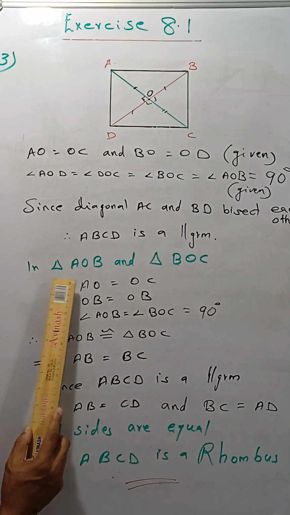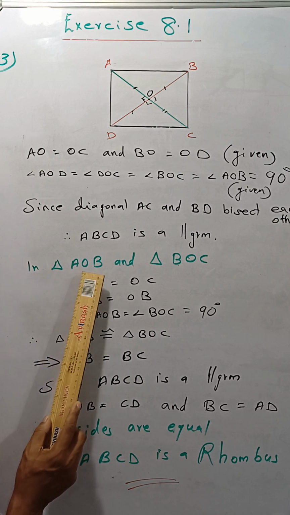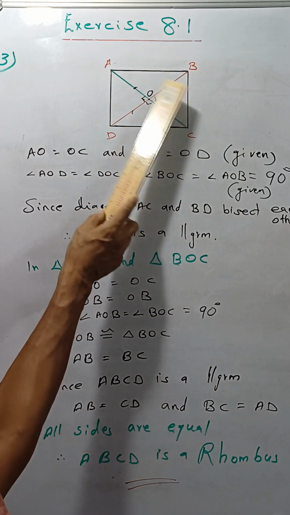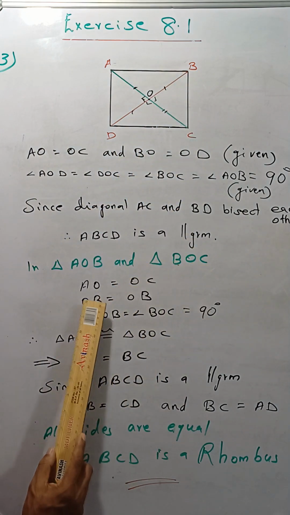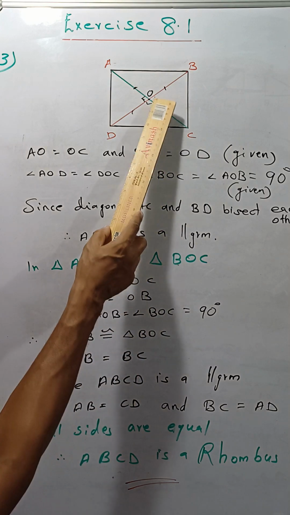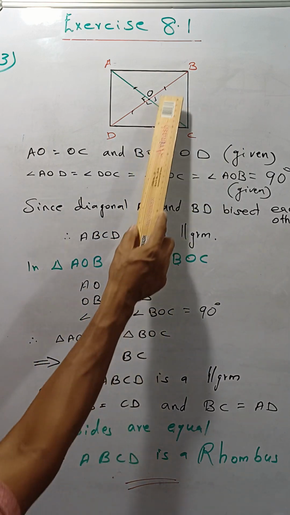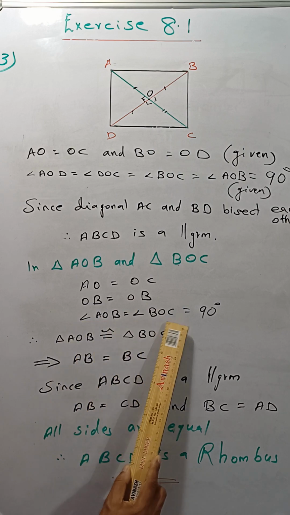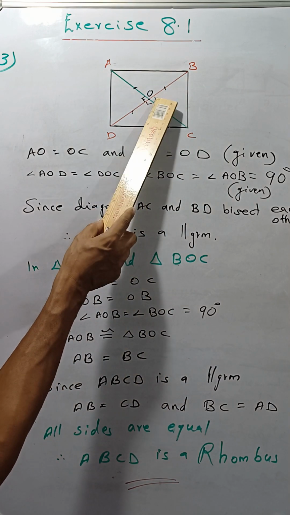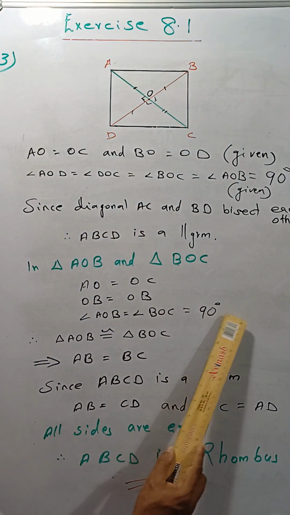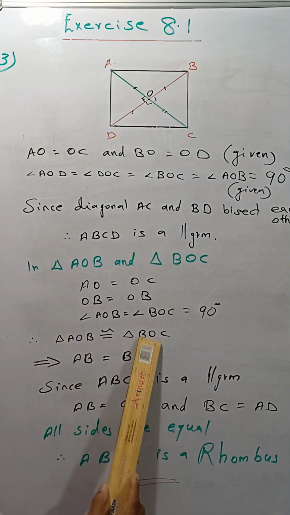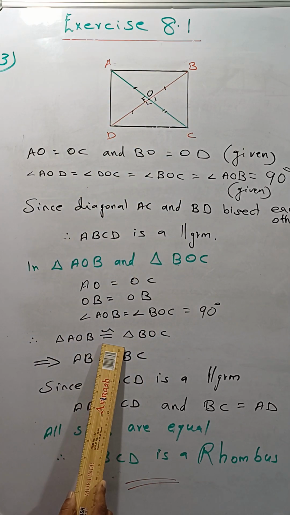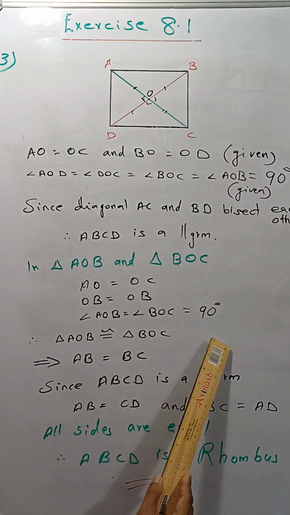Then we are taking these two triangles, AOB and BOC. AO is equal to OC, that is given. Then OB is equal to OB, that is common. Angle AOB is equal to angle BOC, these two angles are 90 degrees, that is also given. So we can say these two triangles are congruent by the SAS congruence rule of triangles.